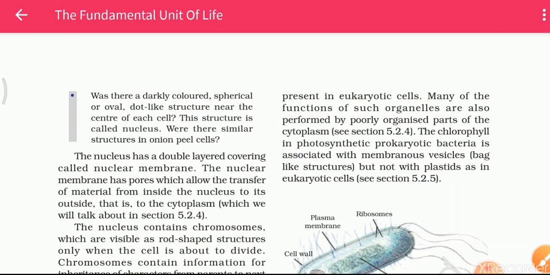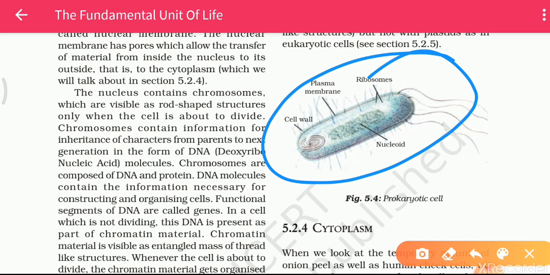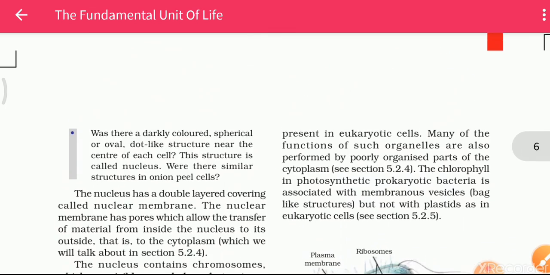And students, you will see the structure of a prokaryotic cell here, or the structure of a bacterium. Ribosomes are present; the function of the ribosomes is to help in protein synthesis. It makes protein. The plasma membrane is present, the cell wall is present, and the nucleoid. Nucleoid means the lack of a nuclear membrane and nucleus, and the nucleoid is present only in the prokaryotic cell.